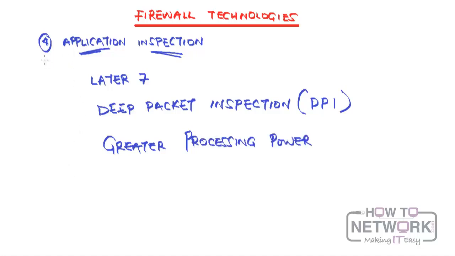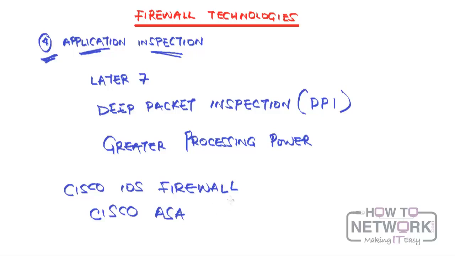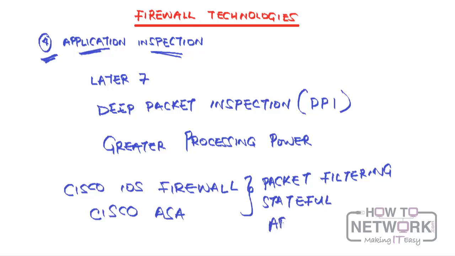Now we have seen the 4 different types of firewall technologies, and the Cisco firewalls that we're going to be looking at in this CCNA series. That's the Cisco IOS firewall and the Cisco ASA. ASA stands for Adaptive Security Appliance. Now these firewalls implement packet filtering. That's the static packet filtering, like stateless packet filtering, so they can use ACLs. They also implement the stateful packet filtering. And finally, they can implement the application inspection. So of the 4, they don't implement proxy servers.